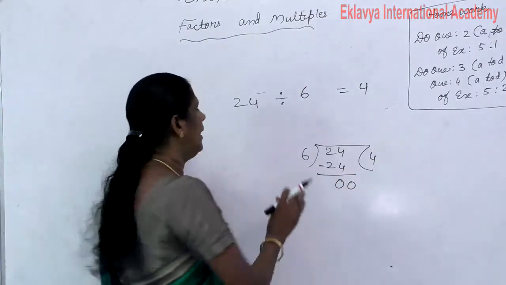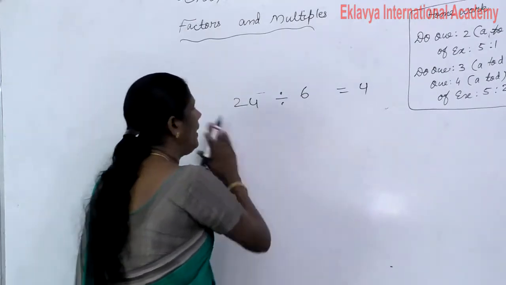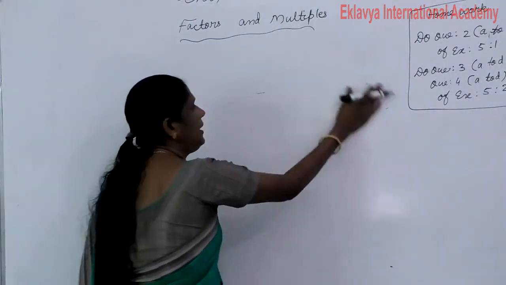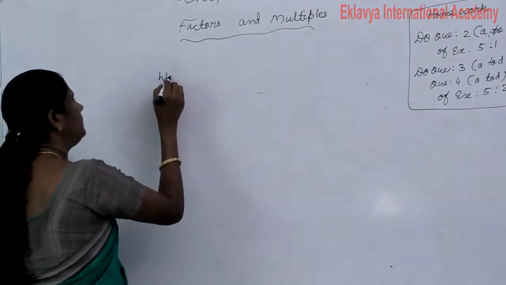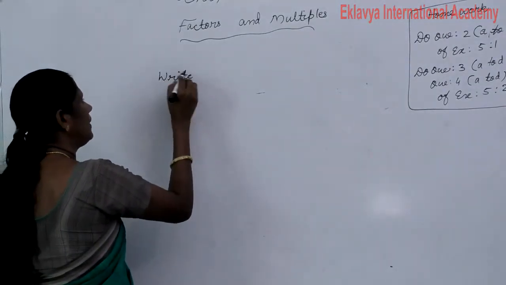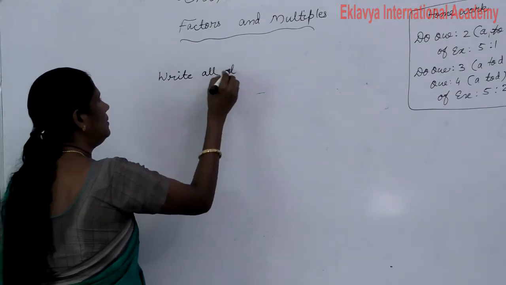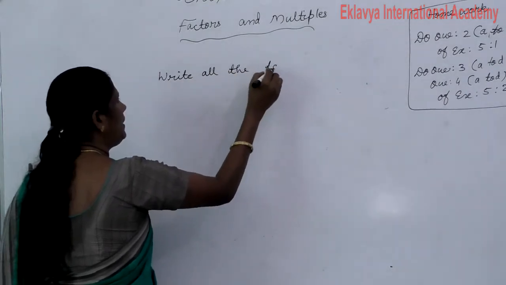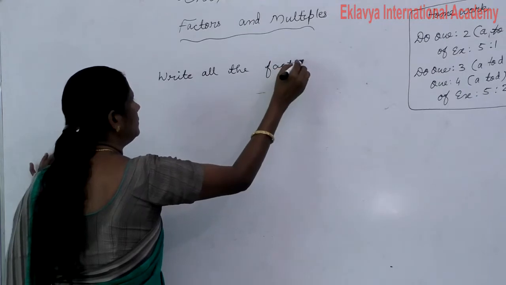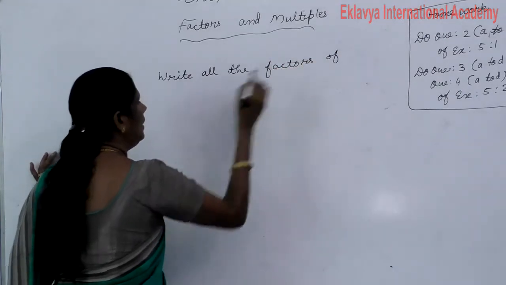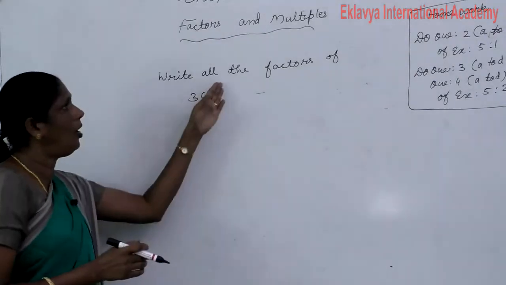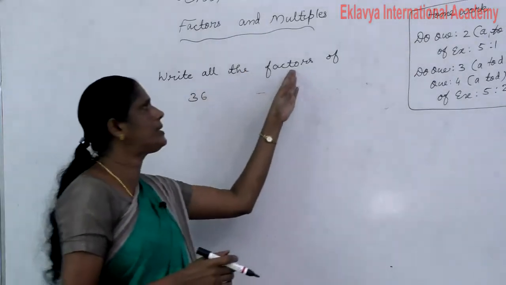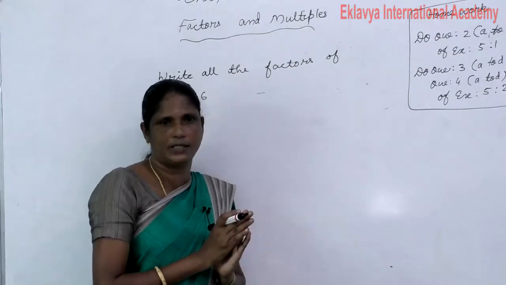Understand? Then, write all the factors of 36. Write all the factors of 36.